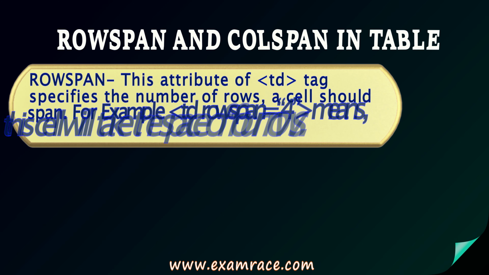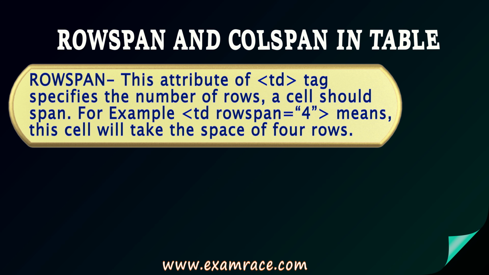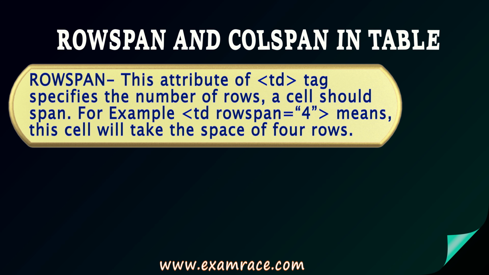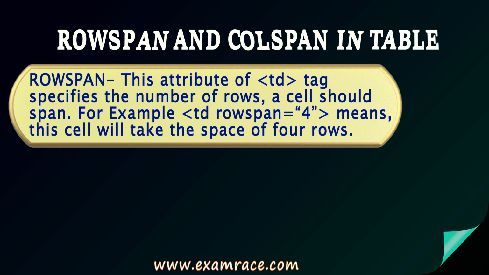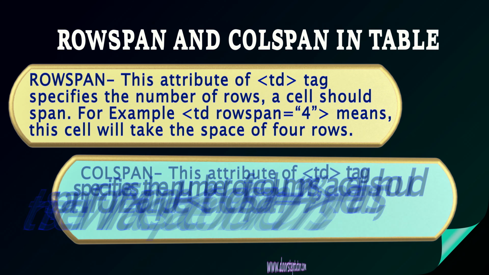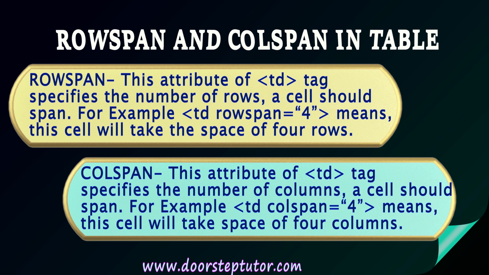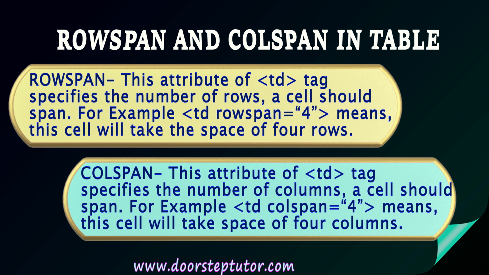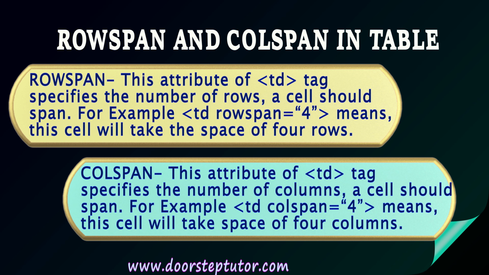Row span and col span are very important. In the case of a table, these attributes are used to merge. If we are using row span, it means that we are trying to merge the rows. But in the case of col span, we are trying to merge different columns. Two or more columns can be combined or merged. These are used according to the requirement.